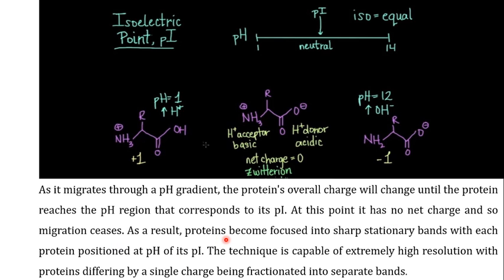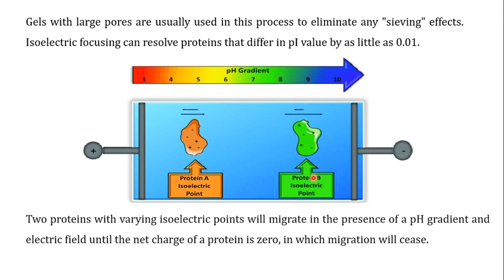Now as a result, as different proteins have different isoelectric points, the proteins become focused into sharp stationary bands, with each protein positioned at the pH of its pI. This technique is capable of extremely high resolution, with proteins differing by a single charge being fractionated into separate bands. As you can see over here, if this is the pH gradient and your mixture has these two proteins, they will start moving.